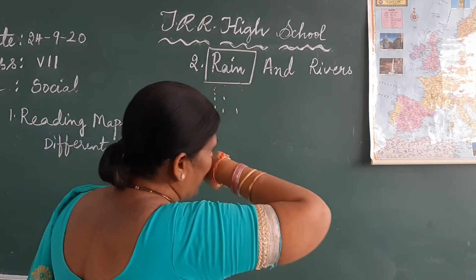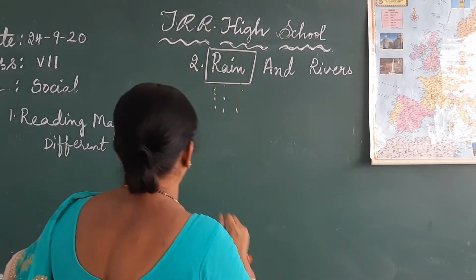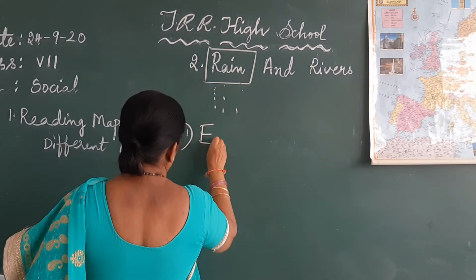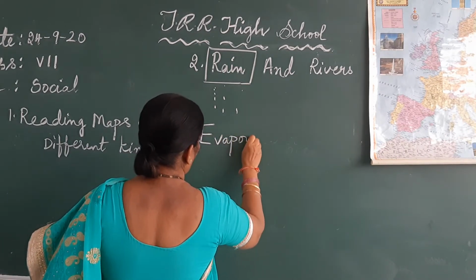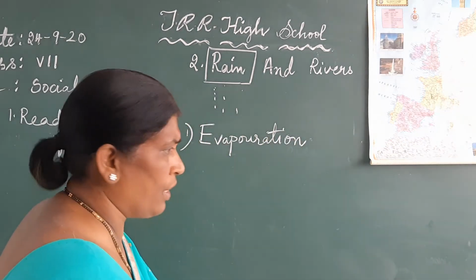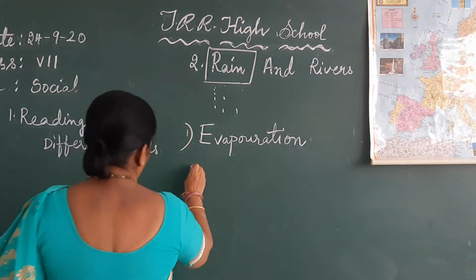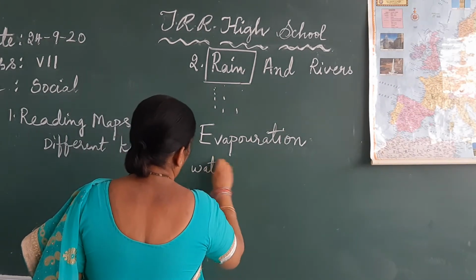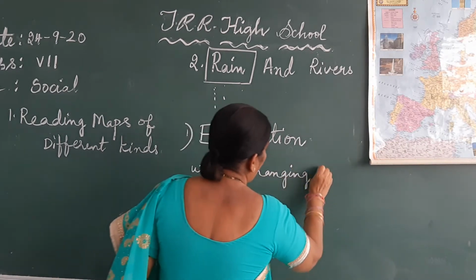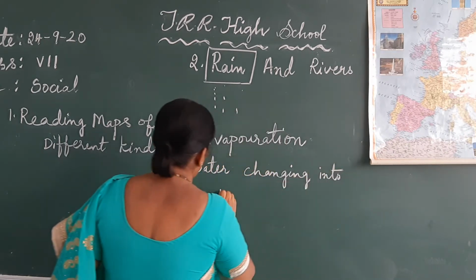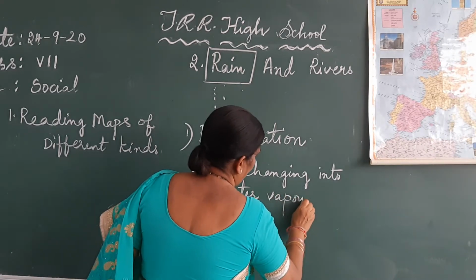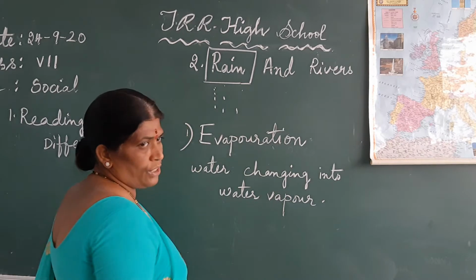To learn how the rain is formed, you have to learn so many things. What are those? First is evaporation. What is evaporation? Water changing into water vapor is called evaporation.